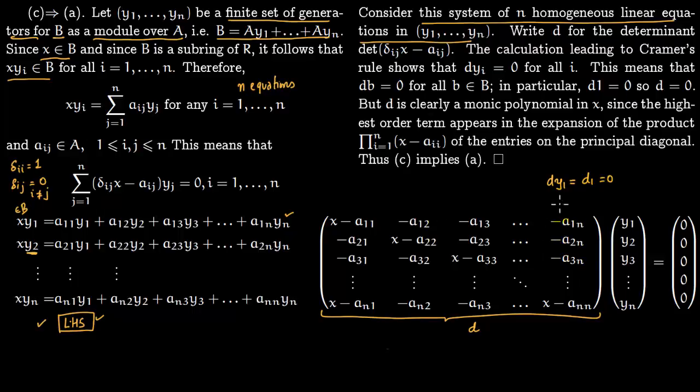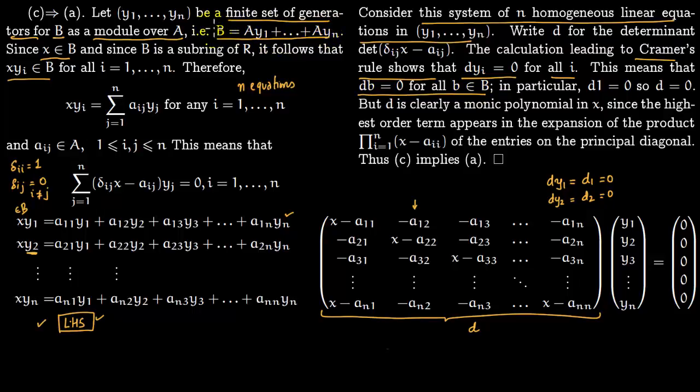But for Cramer's rule you also do d y2, which you set as d2. For d2 again you focus on this matrix, keep all the columns except column 2. Column 2 you replace with the column here. Here you have zeros, so you put zeros here. Again you can expand this by column 2, you will get 0, and so on. So the calculation leading to Cramer's rule will show that all of d y_i are 0 for all i. So this means d b is equal to 0 for all b, because every b is written like this.